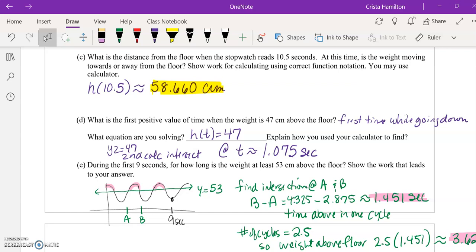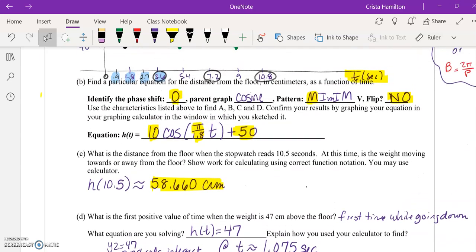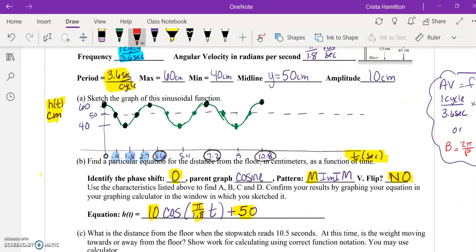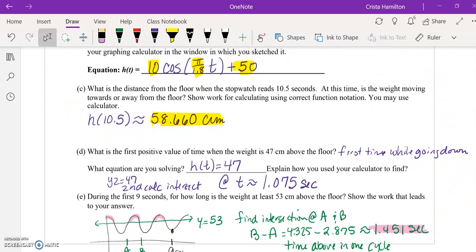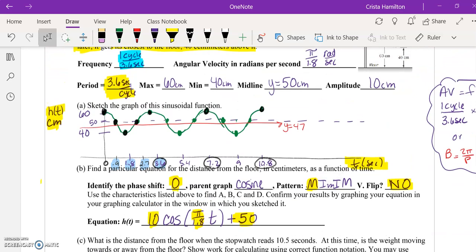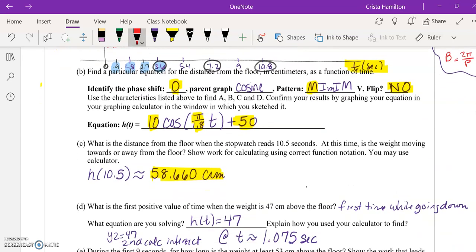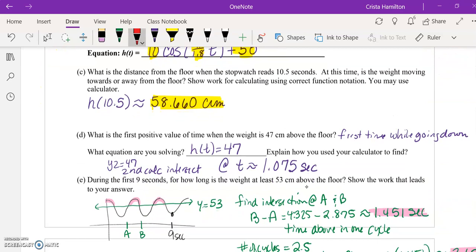I did take a look at it, and we were graphing the first positive value of time. The weight is 47 above the floor. So I came in here and I graphed y equals 47. So that was this line right here on the calculators, put it in Y2. And then we were looking for the first positive value of time when that weight is 47. So I pretty much did the intersection right here and calculated that using second calc intersect. And so that ended up being 1.075 seconds using your calculator for that.